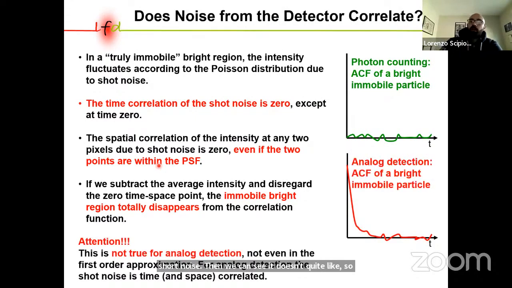This can also be done with analog detectors, although we have to characterize it because the noise from analog detectors is actually correlated over time. So there may be more corrections needed for doing this on analog detectors. Photon counting is always fine.